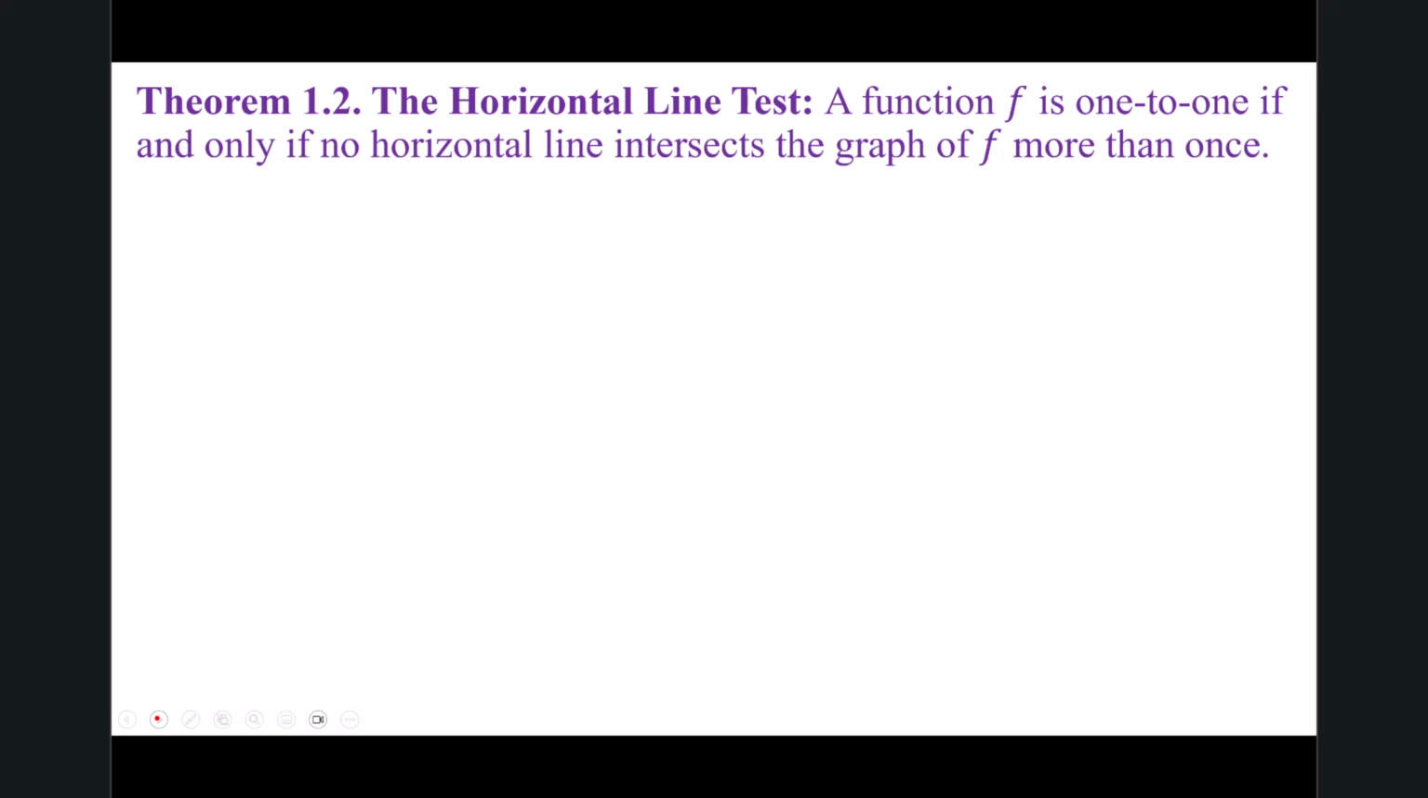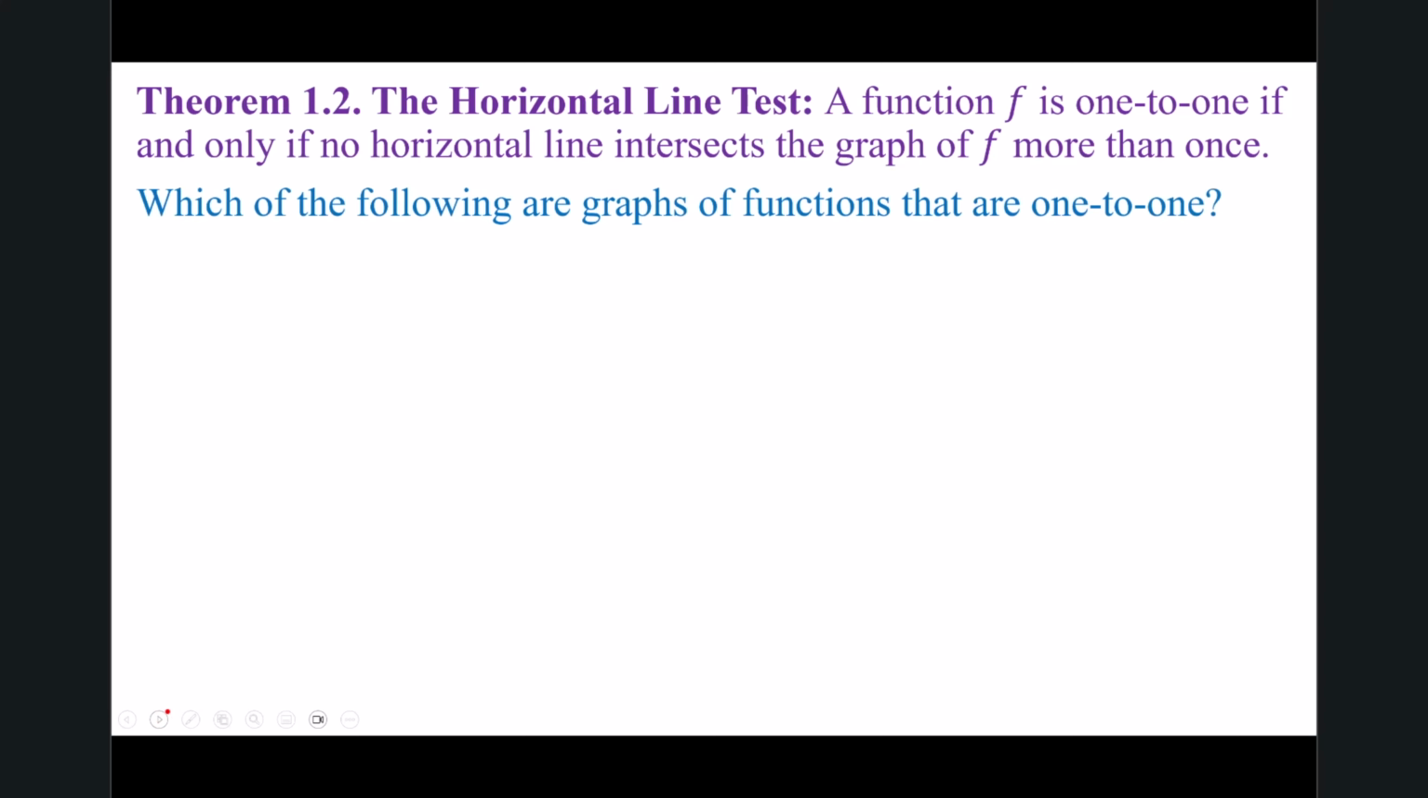The horizontal line test gives us another way to test if a function is one-to-one. A function f is one-to-one if and only if no horizontal line intersects the graph of f more than once. So we call the vertical line test as a way to determine if a graph represents a function. The horizontal line test then is a way to determine if the graph is a one-to-one function.